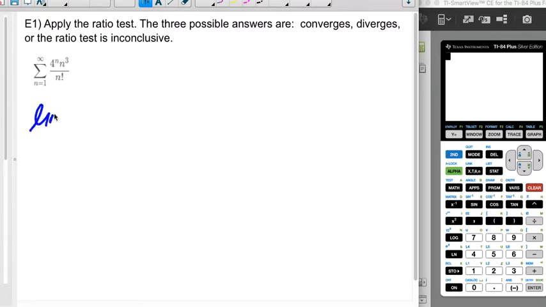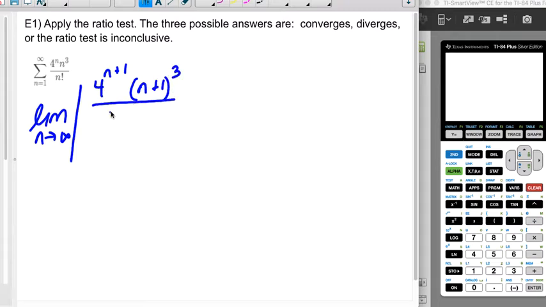So I'm going to apply the ratio test. I want the limit as n approaches infinity of the absolute value of the n plus 1 term, which is 4 to the n plus 1 times n plus 1 to the third over n plus 1 factorial. So that's my a sub n plus 1. And my nth term is just this exact term the way it's written: 4 to the n times n to the third over n factorial.